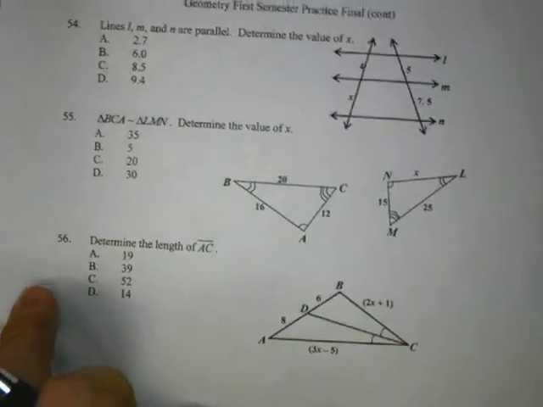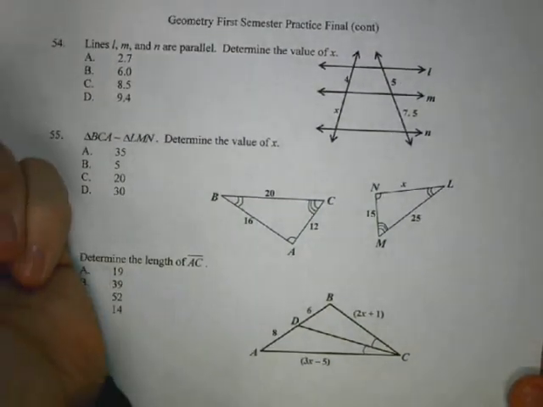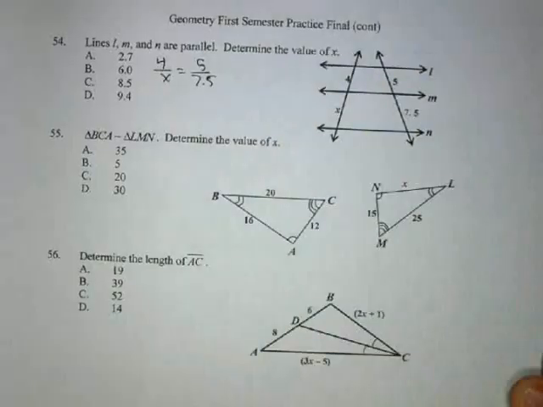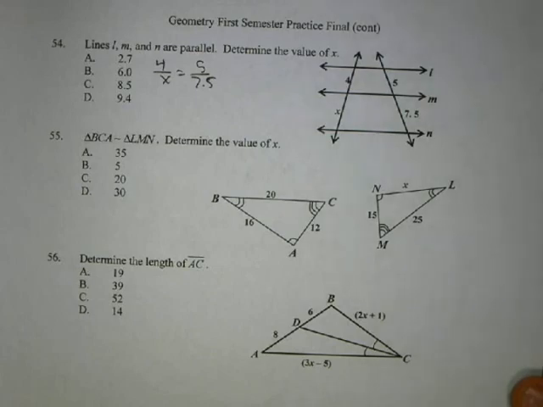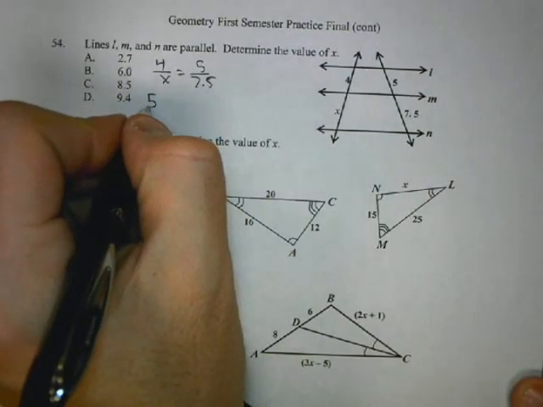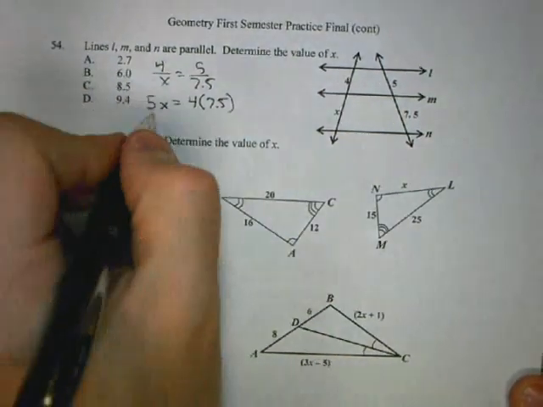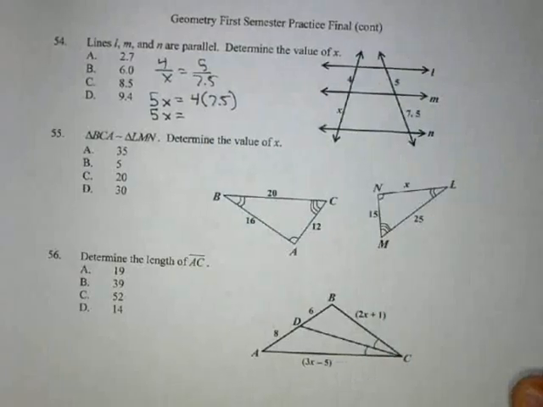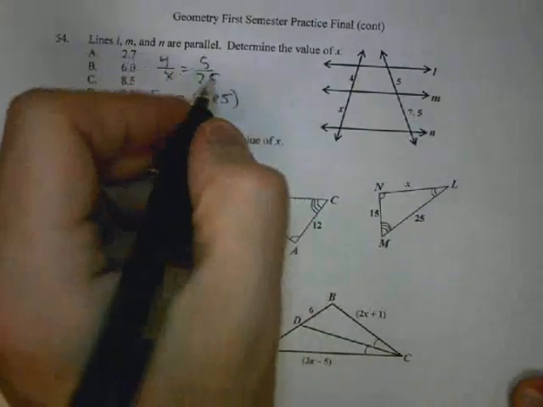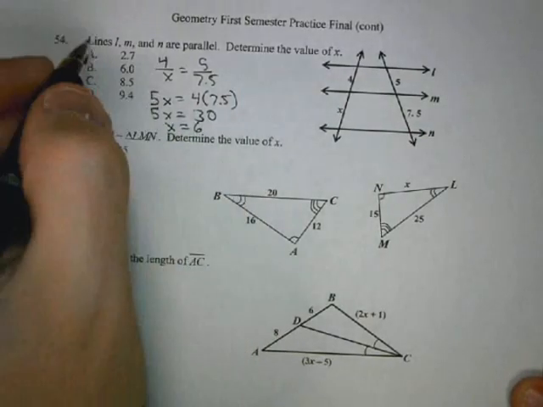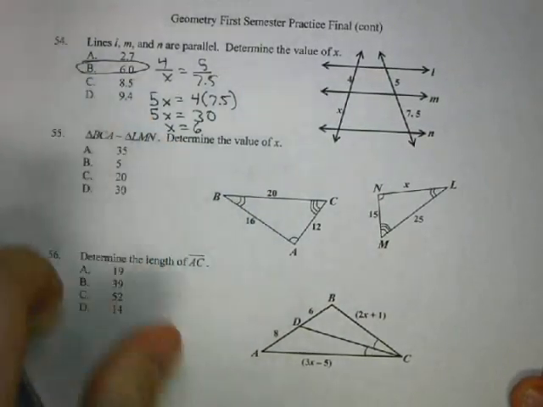Okay, now into 54, I'm going to set up my proportion. This time I'm going to say 4 over x equals 5 over 7.5. I could also say 4 over 5 equals x over 7.5. It would also get us to the same thing. If I do cross product here, I get 5x equals 4 times 7.5. 5x equals, let's see, 4 times 7.5 would be 30. Divide both sides by 5, I get x equals 6.